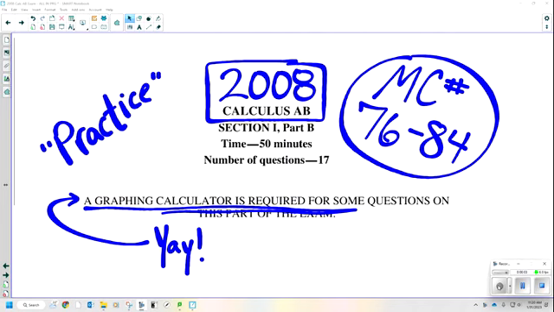Well, howdy there, partner. Welcome back. If you're returning, or if this is your first time, welcome to the 2008 AP Calculus AB practice exam. We are going to start section 1, part B. These are the multiple choice questions that get a calculator. Yay! Good for us. We are going to cover 9 of these 17 questions today. That will cover questions number 76 through 84.